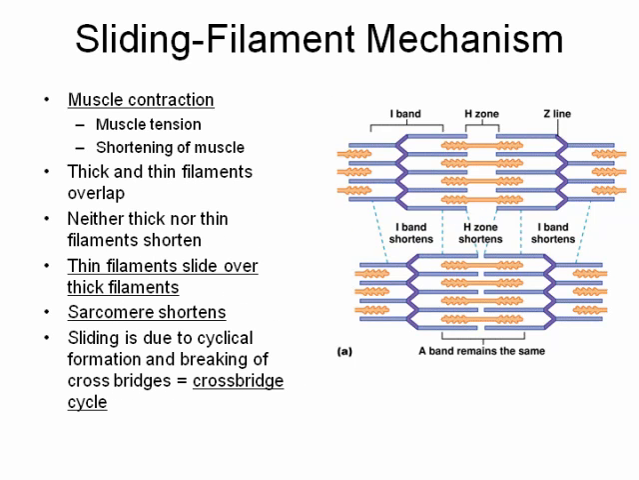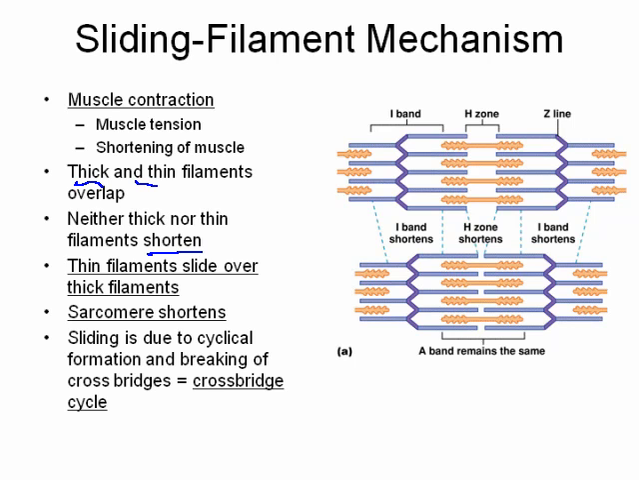So the sliding filament mechanism, well, it's what causes a muscle to contract. First of all, muscle contraction is the development of muscle tension. The tension causes the shortening of the muscle. And as we'll see, ultimately, the lifting of a load. Sliding filament mechanism refers to the thick and thin filaments that overlap, and neither of them will shorten.